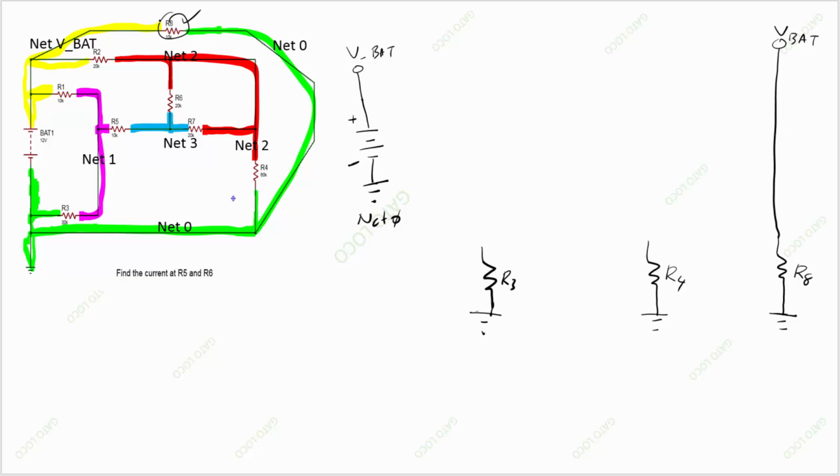Let's do the power. We already did the ground. So we did one component, two components, three components. Let's see what connects to ground. Let's see what connects to power. So we go to R1. The next one is R1. R1 connects to VBAT.